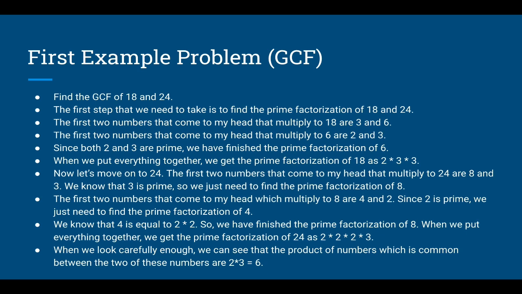Okay, now that we have the prime factorization of both of these numbers, let's first look for which products are common between the prime factorization of 18 and 24. When we look carefully enough, we can see that the product of numbers which is common between the two of these numbers is 2 times 3. This is equal to 6, which is in fact the GCF of 18 and 24.